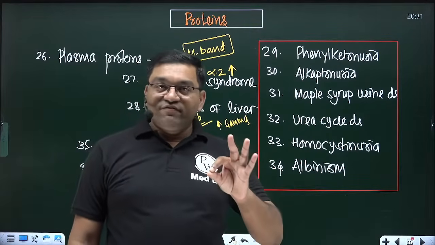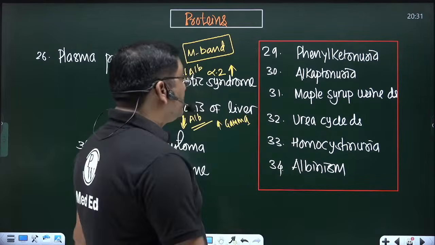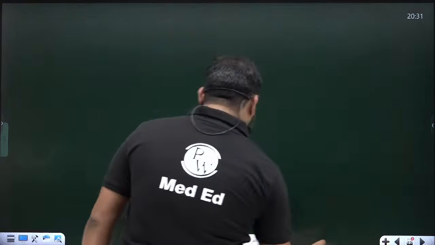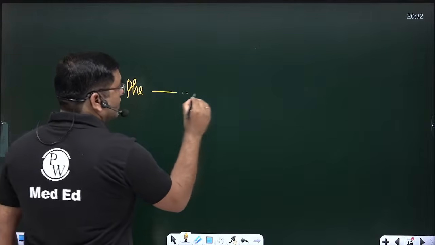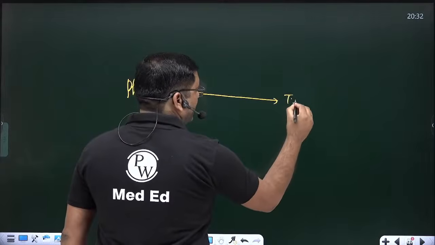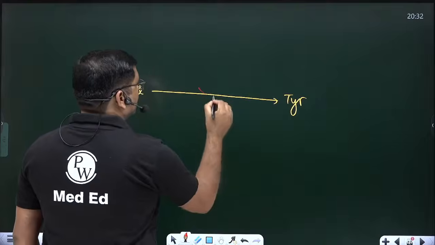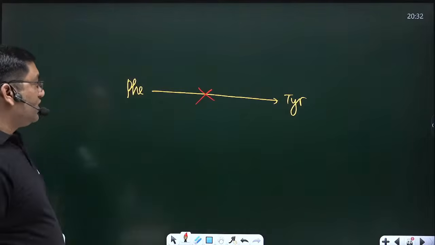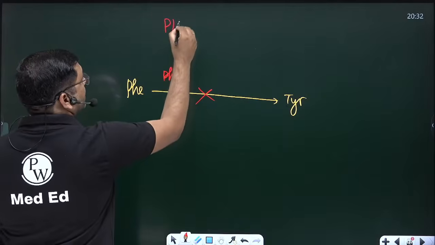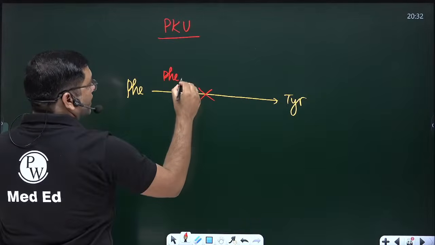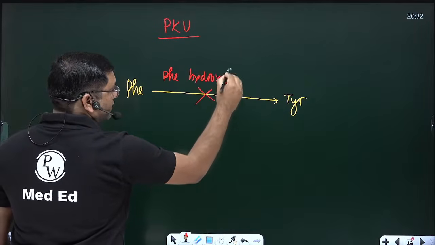Phenylketonuria is because of a defect in the enzyme phenylalanine hydroxylase. Here, the phenylalanine hydroxylase is defective. So phenylalanine is not converted into tyrosine, that is para-hydroxyphenylalanine. This reaction is blocked in PKU, phenylketonuria. So it is phenylalanine hydroxylase, the defective hydroxylase enzyme.